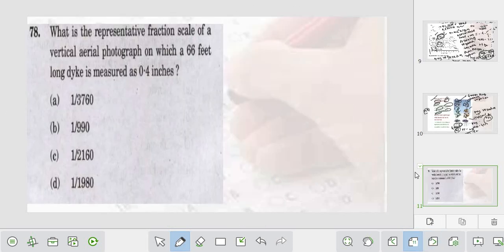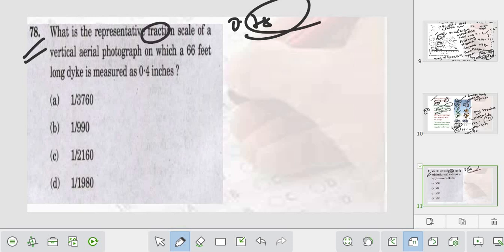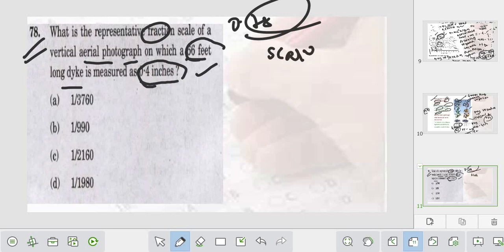Okay, now comes to this part, question number 78. What is the representative fraction scale of a vertical aerial photograph on which a 66 feet long dike is measured as 0.4 inches? Okay, so before jumping into this question, first tell me what do you mean by scale? What is scale?